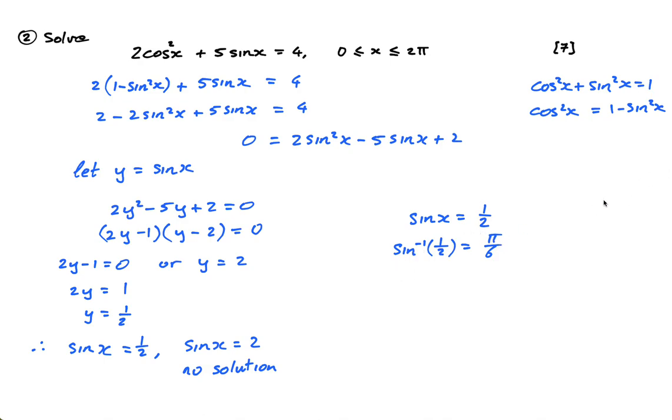So then x equals, I'm going to draw my CAST diagram like this, C-A-S-T. Sine x equals a half, so it's positive, so it has to be in here and here. He says between 0 and 2 pi, so it's going to be this one here and this one here. This is pi over 6, so x equals pi over 6. Or this one, which is pi minus pi over 6, which is 5 pi over 6. And that's it.